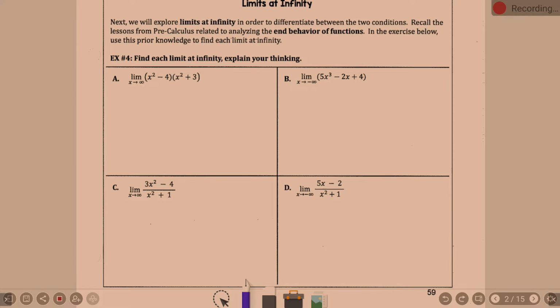Okay, so find each limit and explain your thinking. And notice it says use this prior knowledge to find each limit at infinity. Again, the idea is to not graph this. The idea is to use our brains. Okay? So, A, we want to know what does this graph do as x approaches infinity? And it's x squared minus 4 times x squared plus 3. Any thoughts at all about this graph?